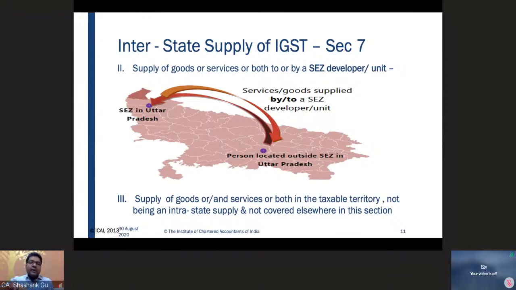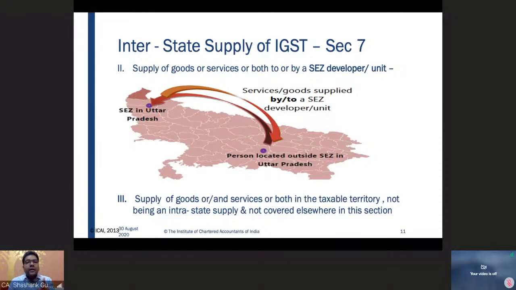So how do they do that? Any supplies to SEZ also are covered under zero rated supply. Zero rated supply meaning that the entire tax is either given as refund or available as input tax credit. That we will discuss later. But today what we are discussing is supplies to SEZ developer.